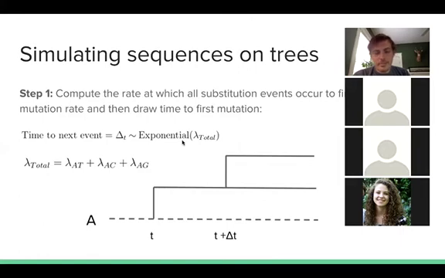The waiting time to the next event can be drawn from this exponential distribution with a rate, lambda total. In this case, the total rate at which mutations or substitutions are occurring will just be equal to the sum of the rates of all the individual substitution events. So in state A, there are three possible mutation events that can occur. We can go from A to T, A to C, or A to G. So we sum all the possible events together to get the overall substitution or mutation rate, and then we can use that total rate to draw the time to the next mutation event.